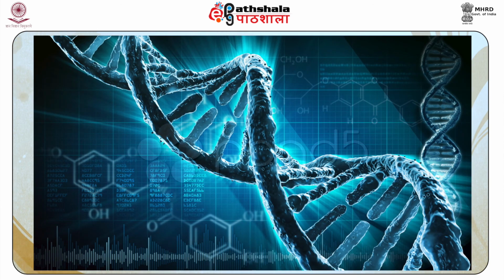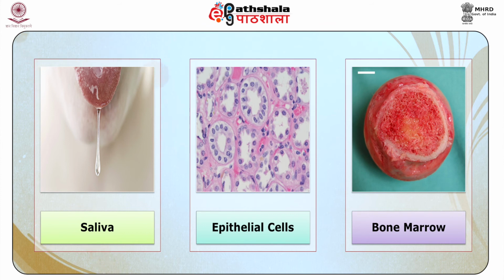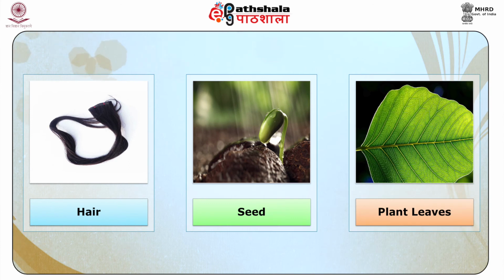Now, let us understand about the cells used for sequencing. Almost any biological sample containing a full copy of the DNA, even a very small amount of DNA or ancient DNA, can provide the genetic material necessary for full genome sequencing. Such samples may include saliva, epithelial cells, bone marrow, hair, as long as the hair contains a hair follicle, seeds, plant leaves, or anything else that has DNA containing cells.